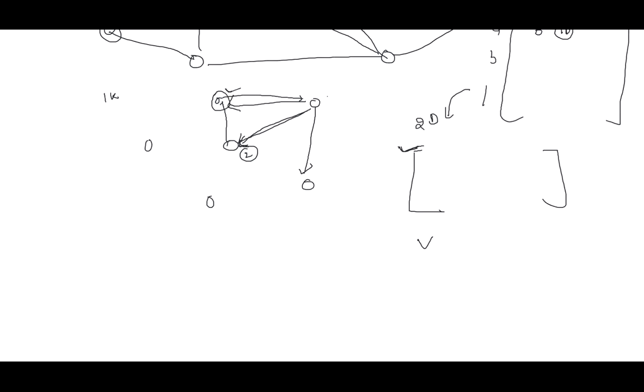But this node is already visited, like we come here from here. So this node is already visited and we mark it as visited, or we can say with 1. So we are not going to go back here.